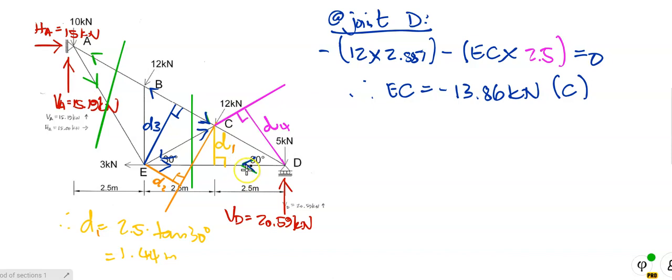If I now need to determine members CD and ED, I make my cut line like so. Then if CD is in compression, I will say that's in compression, and if member EC was in tension, I will consider it to be in tension, and consider forces either to the left or to the right of the cut line, taking moments about the points as I did for these 3 members here. So people, that is how you find members using the method of sections.